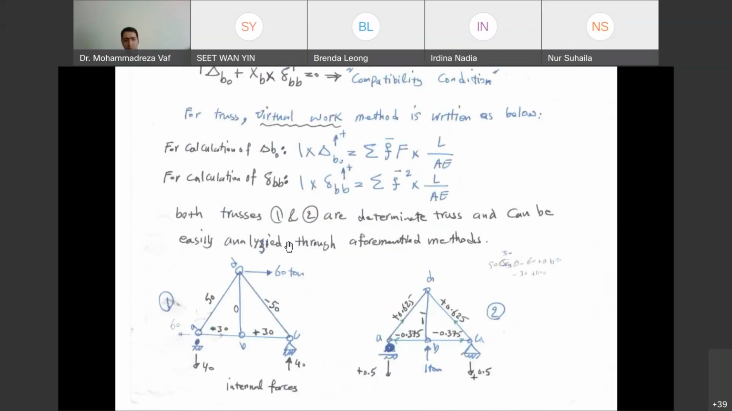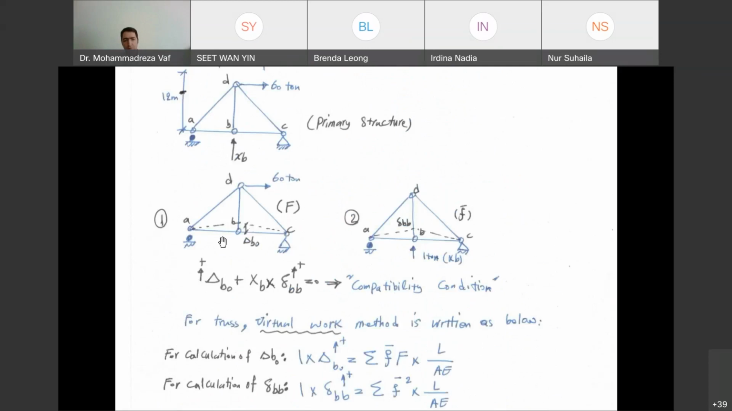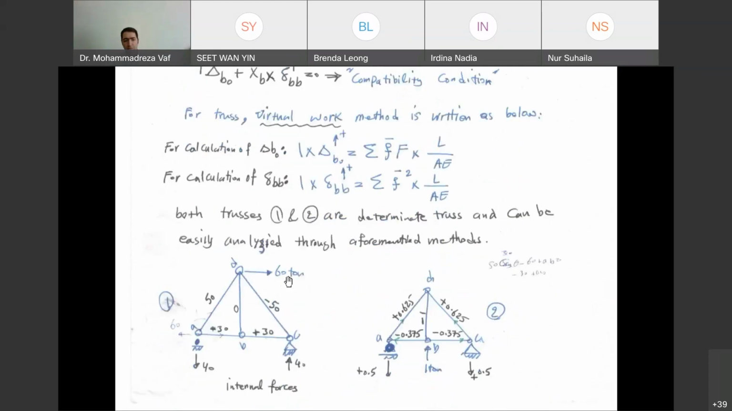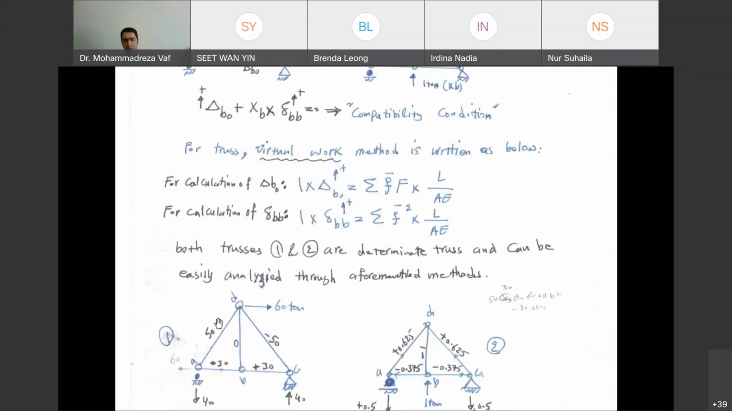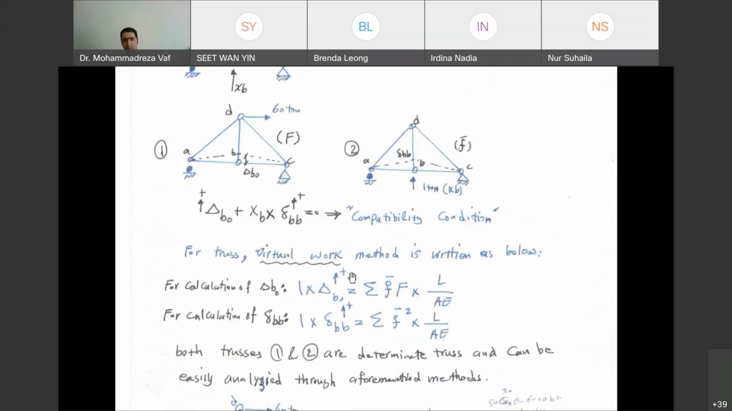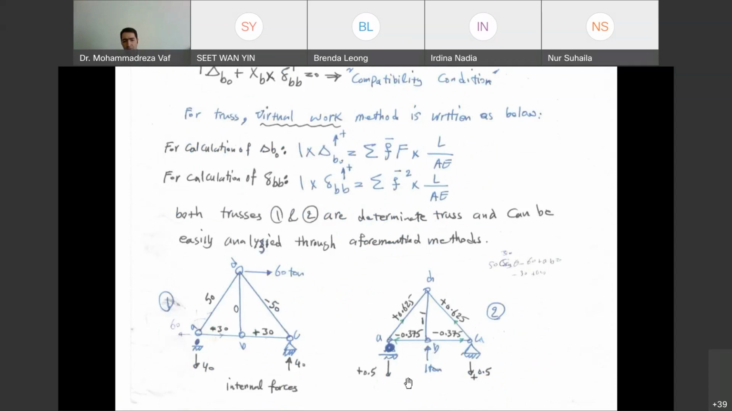So this is what we have done here. You can see the first truss, which is a determinate truss, has been analyzed. If you want to analyze this truss, first you need to get the support reaction, and then joint by joint calculate the internal forces. Don't forget that if you have tension inside your element, the value is positive. If you have compression, the value becomes negative. So this is going to give us F under the 60 ton. And for the second truss, we have only a 1 ton force here, which has been applied, and then the support reaction and the internal forces. So this is going to be F bar, and this is going to be F.